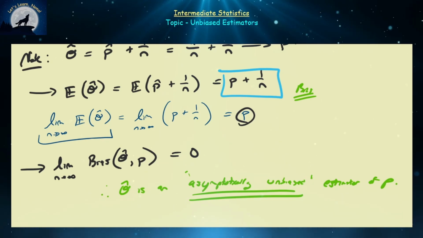And this property, known as unbiasedness, is only one of a few properties for estimators that you usually want. We'll talk about the others in upcoming videos.